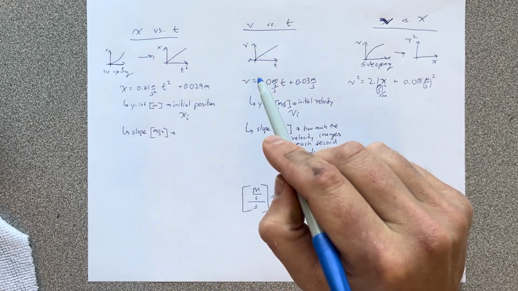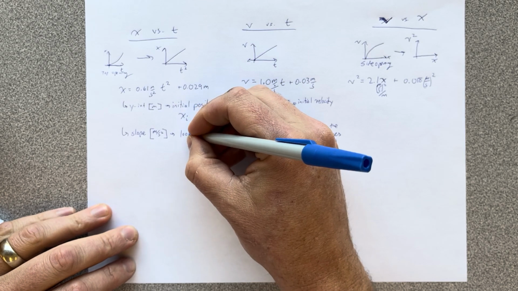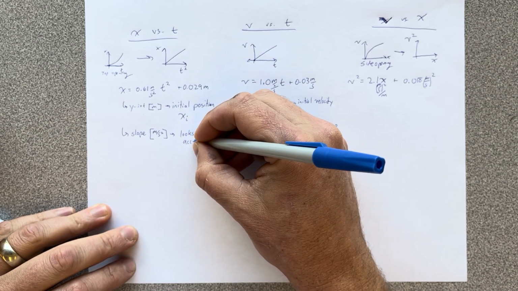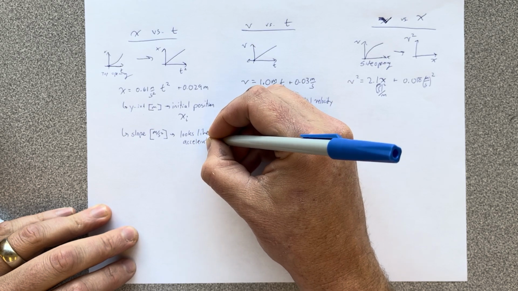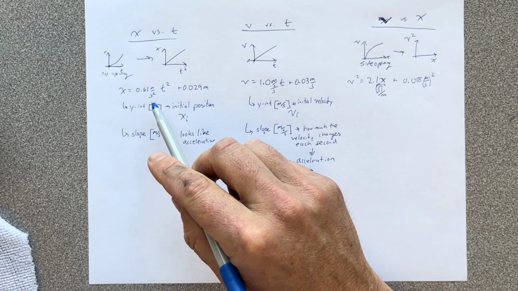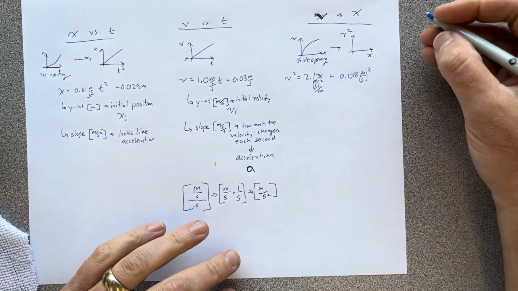This is 0.61, this is 1. So it looks like acceleration. So I'm going to write that here for now. Looks like acceleration. But it can't literally be the acceleration because the number's not the same. So let's go over to the last graph and see if we can figure it out.